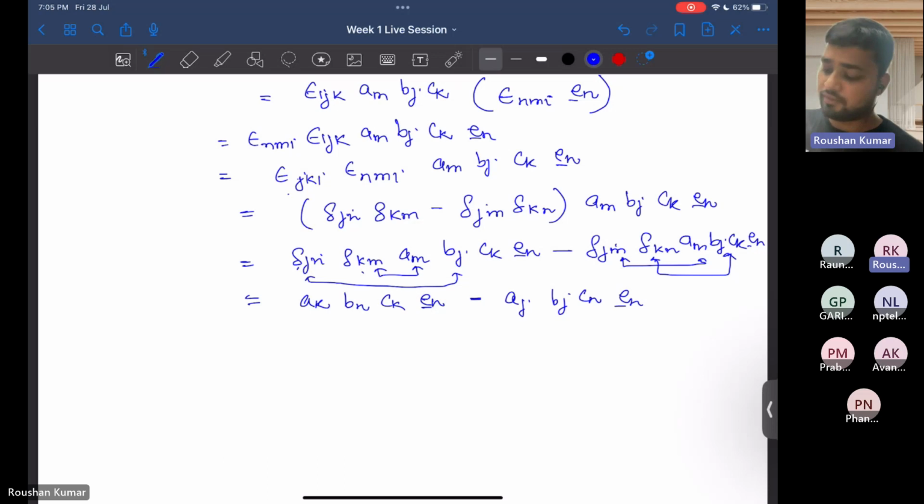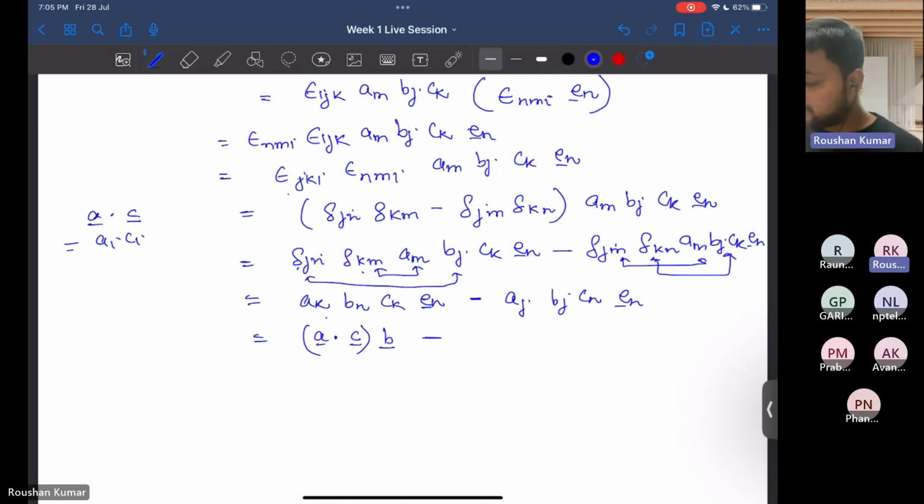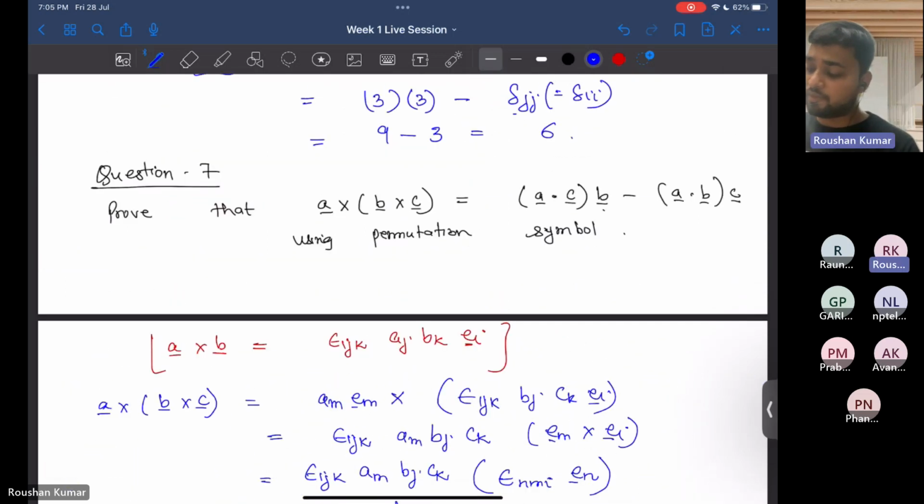So ak ck. If you want to see the dot product A dot C, we get ai ci. Okay. So here also we get ak ck, A dot C, and bn en basically denotes a vector, B, so A dot C times B minus, similarly in this way also aj bj denotes A dot B times cn en denotes a vector, that is C. So we have proved that the vector triple product gives us A dot C into B minus A dot B into C.